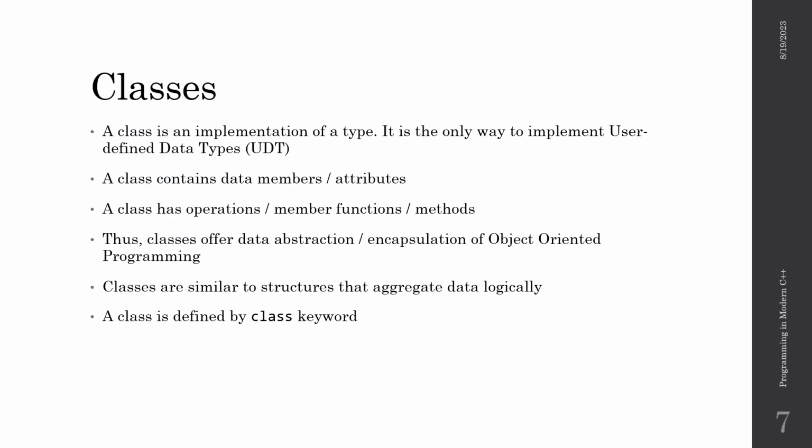So what is a class? A class is an implementation of a type. A class is mainly a way to create user defined data types. A class consists of data members and attributes, and it has some operations which are also called member functions or methods. Therefore a class offers data abstraction, encapsulation and object oriented programming.